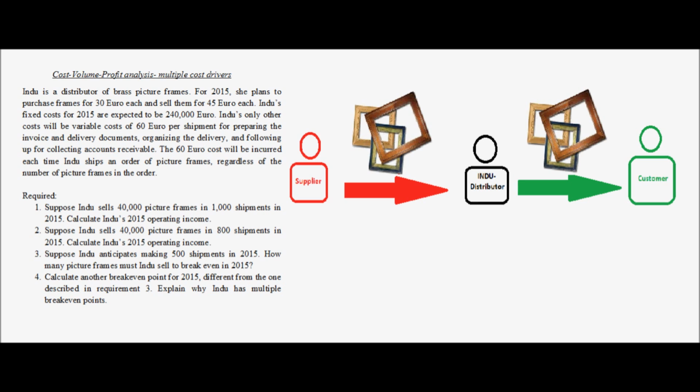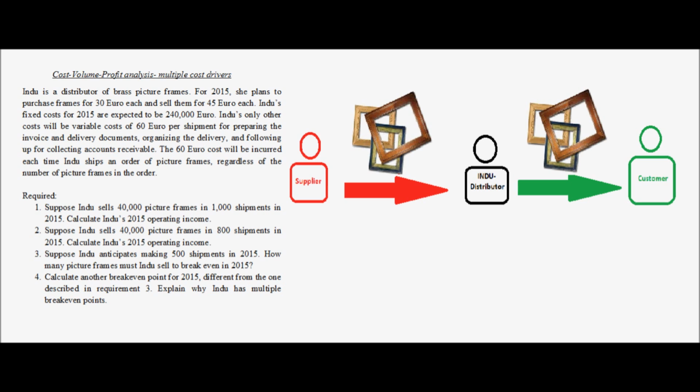So with this information, what we are being asked to find out is, first, suppose Indu sells 40,000 picture frames in 1,000 shipments in 2015. Calculate Indu's 2015 operating income. Second, suppose Indu sells 40,000 picture frames in 800 shipments in 2015. Calculate Indu's 2015 operating income.